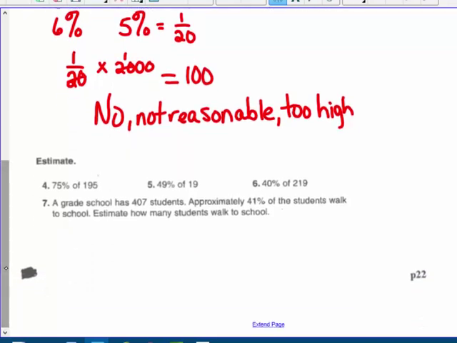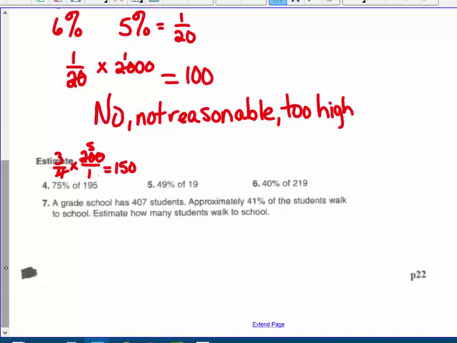Estimate 75% of 195. Well, number 4, I would say that that's 3/4. And a compatible number with 4 would be 200. So you have to show what you're estimating, how you're rounding your numbers. So 4 goes into 200 50 times, so 3 times 50 would be 150.